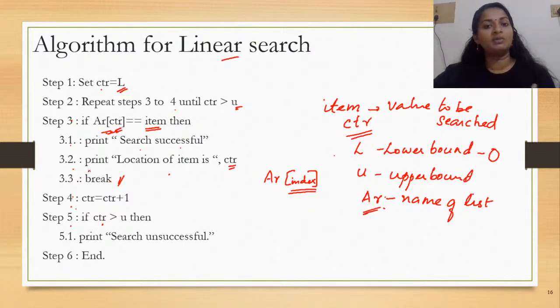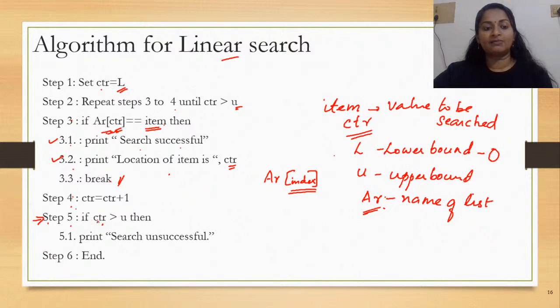Okay, so you would not be visiting these steps. This is a case in which you will not be considering all the sub statements inside step 3. This is a case wherein you have not found the item, or the data element or the value, inside the list. So naturally the control would go to step 5.